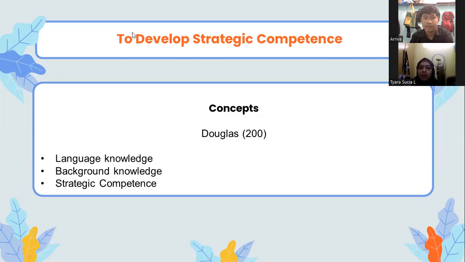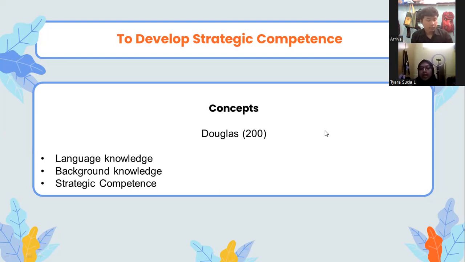Okay, thank you. Well, in this material, to develop strategic competence, the concept of strategic competence already exists in the definition of language ability in the language testing literature.